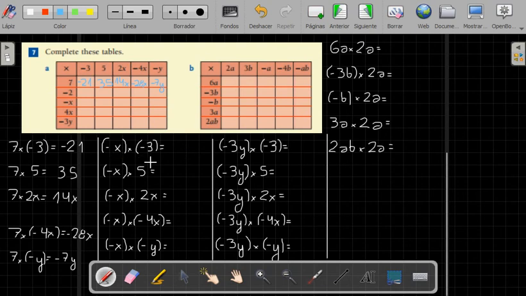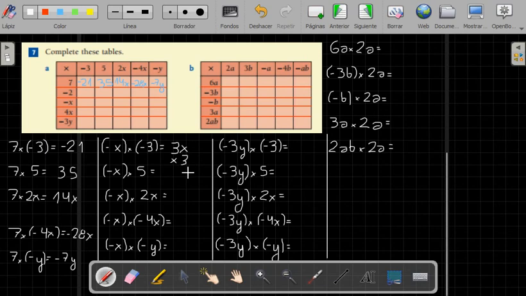And x multiplied by 3, it's 3x. I know that somebody else could write x3. That's okay, but it looks better the other way.